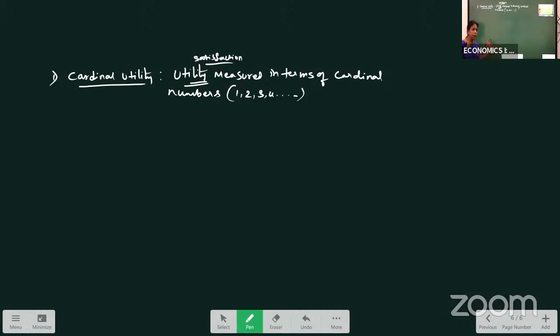Like when I am using, for example, some vehicle, a 2-wheeler. How much satisfaction am I getting? I am getting 10 utils of satisfaction and like that. These numbers we are using here are called utils. I'm getting 10 utils of satisfaction, I'm getting 15 utils of satisfaction, like that. So that is called cardinal utility. And this is the first point.